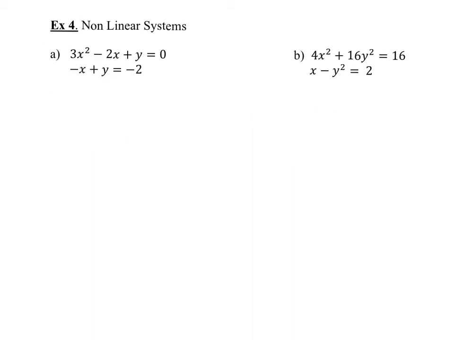Okay, example 4 I am actually going to solve. These are nonlinear systems, meaning they're not both lines. We have not graphed, well, we've graphed some of these. So for example A, that looks like the first equation is actually a parabola and the second equation is a line. So I'm finding the intersection of a parabola and a line, but I'm going to do so algebraically.